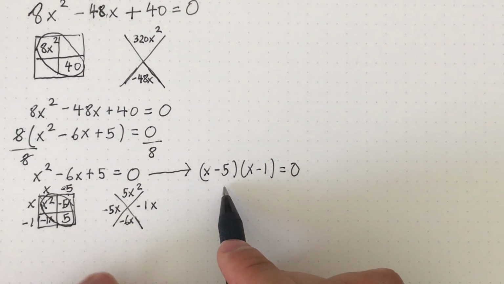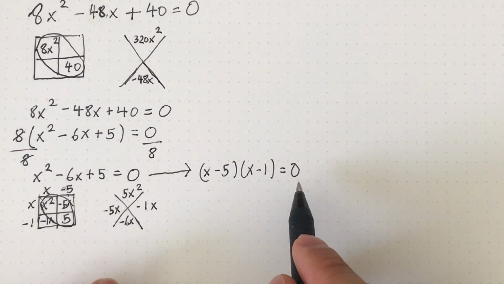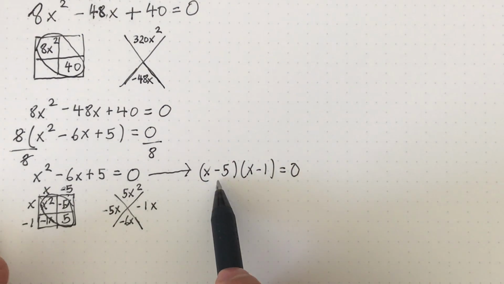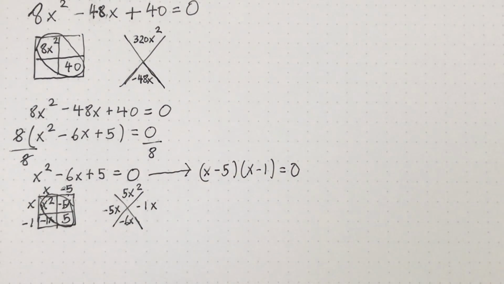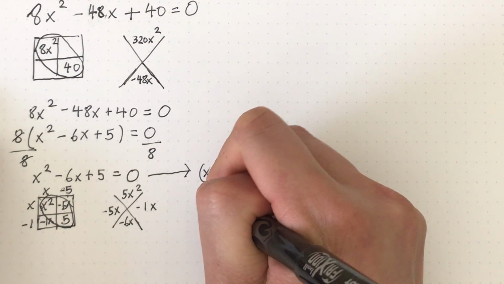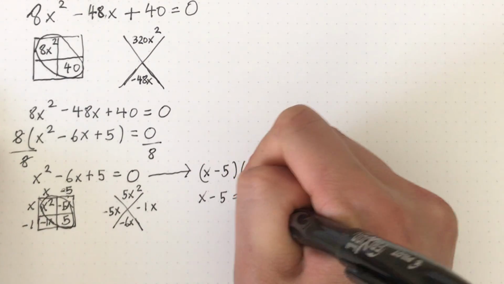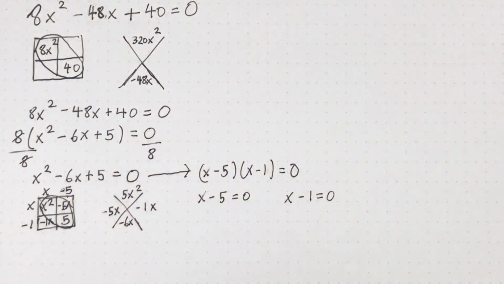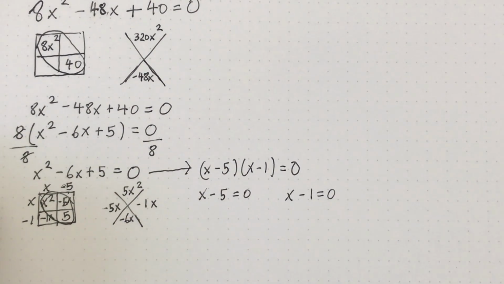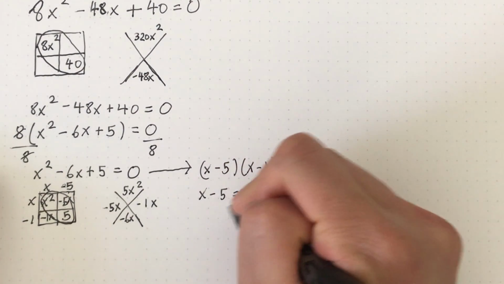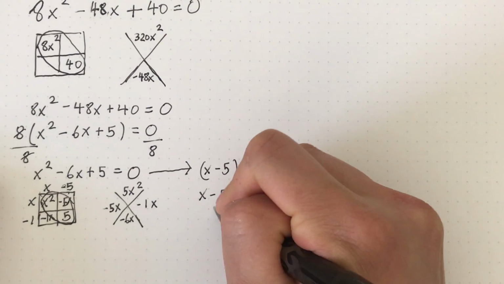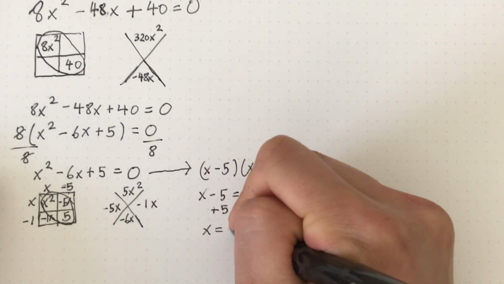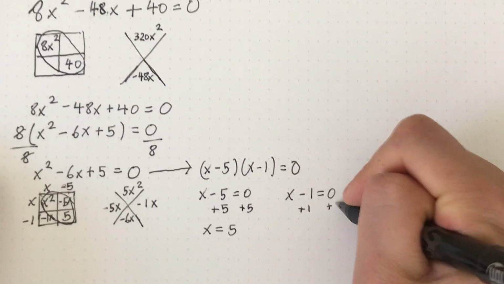Then we use the zero product property to finish this problem. If two numbers multiply to 0, that means one of these parentheses must be 0. So we're going to make two equations: x minus 5 equals 0 and x minus 1 equals 0. Then we solve by using rules of algebra again. Minus 5, the opposite of that is plus 5, so add 5 on both sides: x equals 5. Add 1 on both sides: x equals 1.